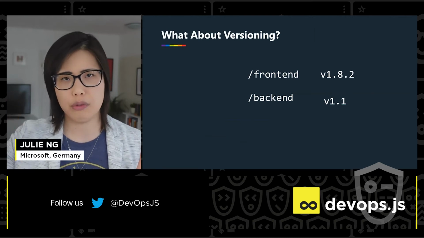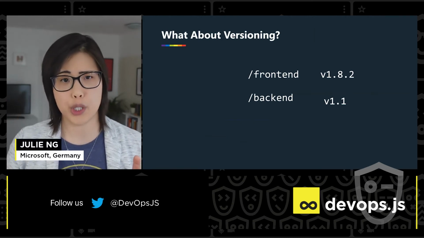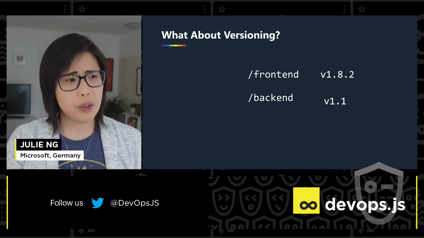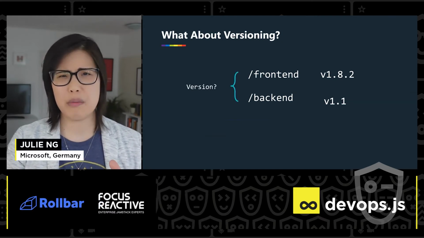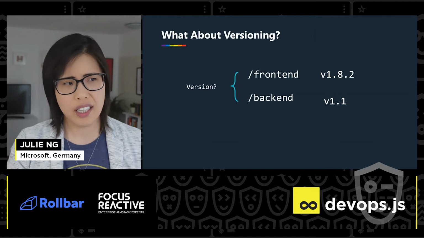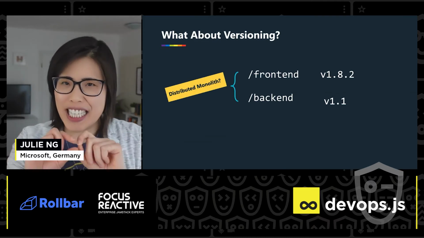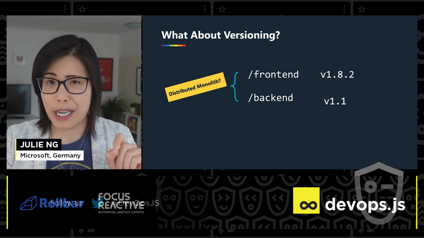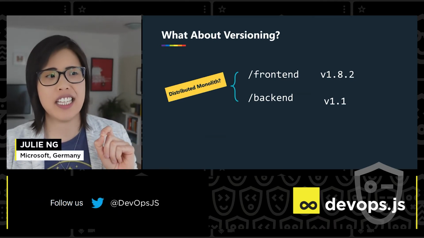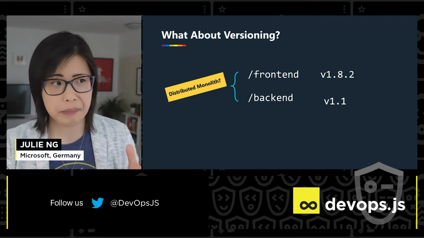And to sort of track that down, we're going to look at versions. And then you have different ones for front end and back end. But what does that mean for your overall application? However, if you're asking that question, you don't really have independent services. You thought you were building microservices, but actually what you have is a distributed monolith.